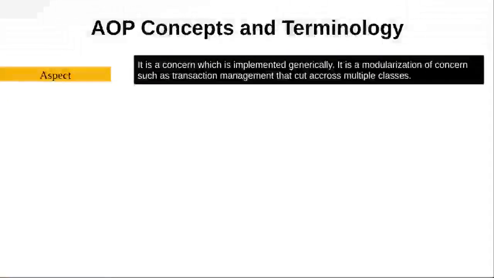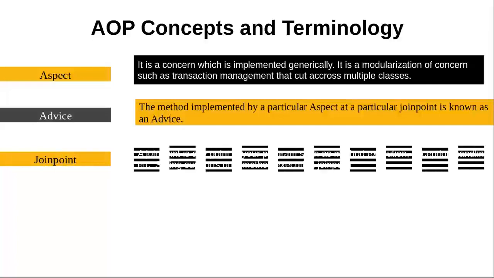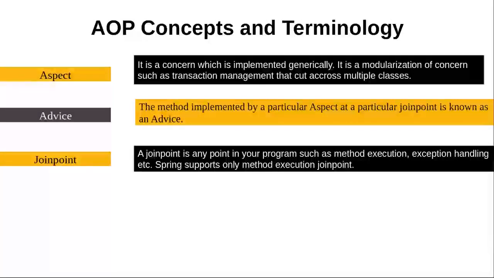Now we'll come to what each term is. Aspect is a concern which is implemented generically. It is a modularization of a concern, such as transaction management, that cuts across multiple classes. Advice: the method implemented by a particular aspect at a particular join point is known as an advice. A join point is any point in your program, such as method execution, exception handling, etc. And Spring supports only the method execution join point.